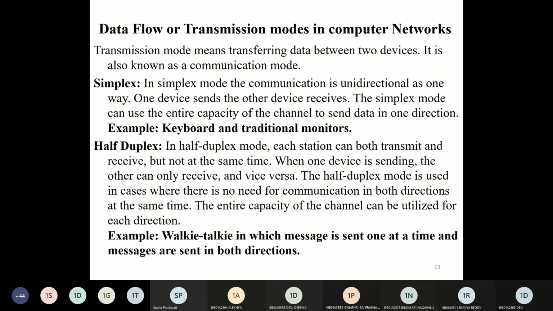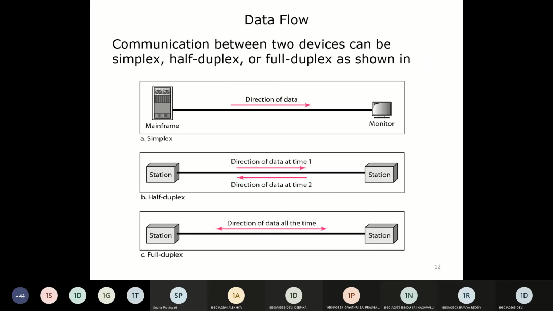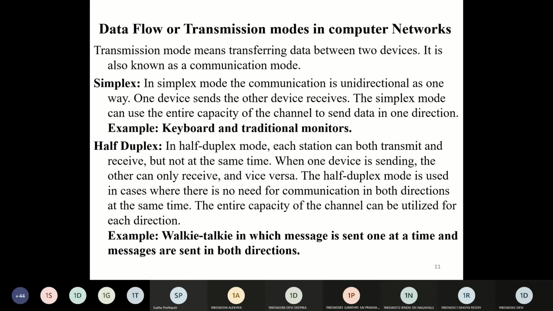When one device is sending the information, the other device will be in silent mode. The entire capacity of the channel can be utilized for each direction. For one device to send the information, it will be using the entire capacity of the channel. So that is called half duplex. Example of half duplex, as I already told you, is the walkie-talkie.